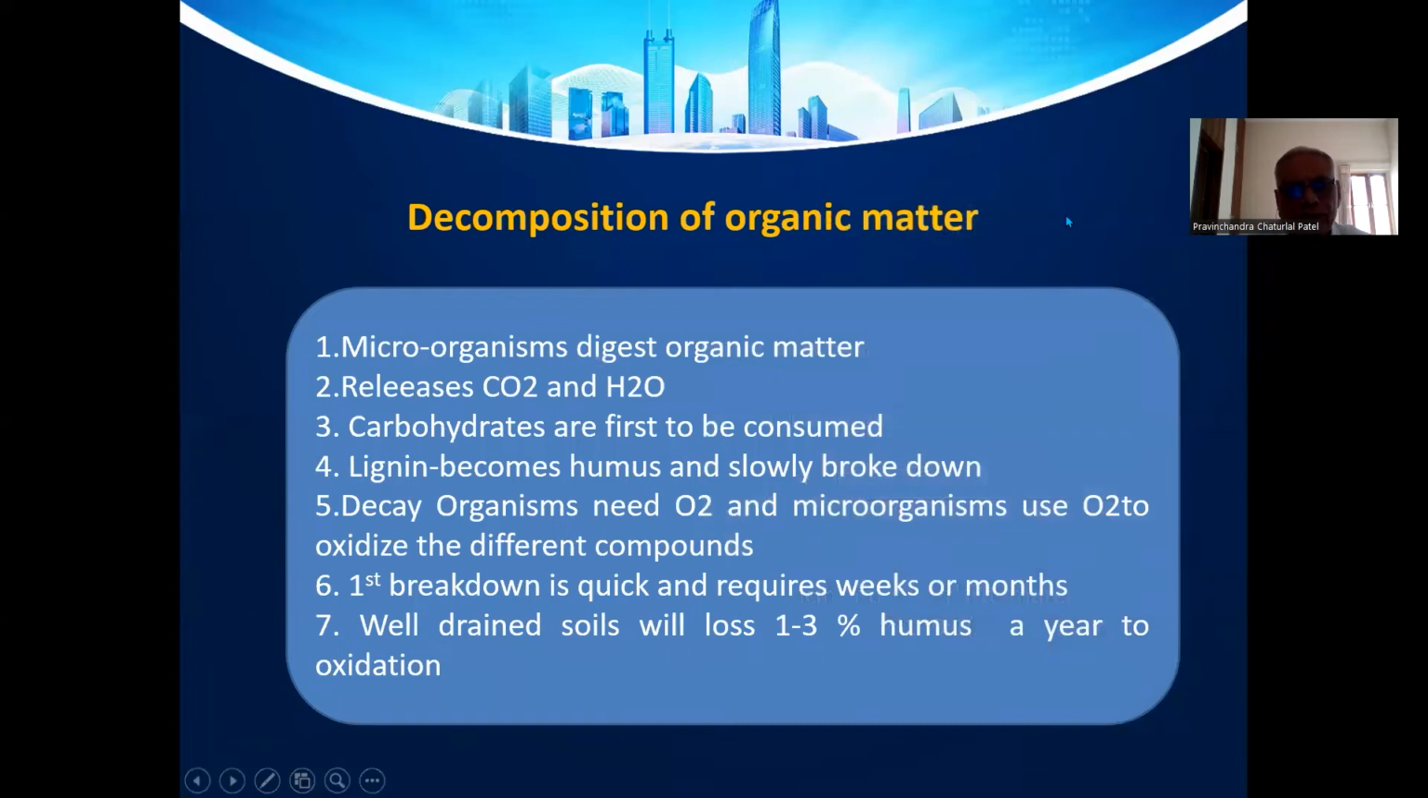Then decomposition of organic matter. Microorganisms digest organic matter. So I told that the food of the microorganism is organic matter. They release carbon dioxide and water. Carbohydrates are first to be consumed. Lignin becomes humus and is slowly broken down. Decay organisms need oxygen, and microorganisms use oxygen to oxidize the different compounds. The first breakdown is quick and requires weeks or months. Well-drained soil will lose 1 to 3% humus a year to oxidation.